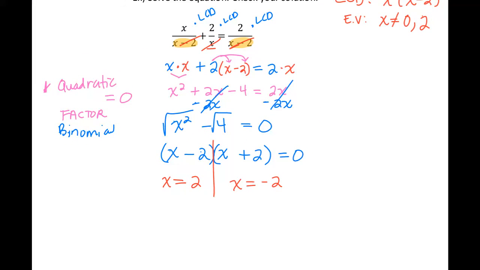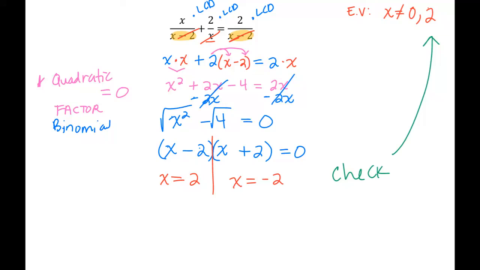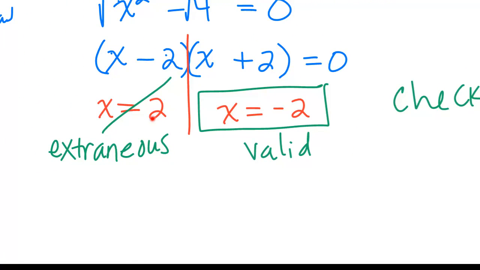And then don't forget to check. So if I check my two solutions, I cannot have a 0 or a 2. So for my first solution here, this x equals 2, is that extraneous or a valid solution? Extraneous. I cannot have an answer of 2. So this one is extraneous. What about negative 2? That one is valid. So my final solution is just x equals negative 2. Okay. My two possible solutions were positive 2 and a negative 2. But 2 is an excluded value, so that's extraneous. And then the negative 2 is a valid solution, so my final solution is negative 2.